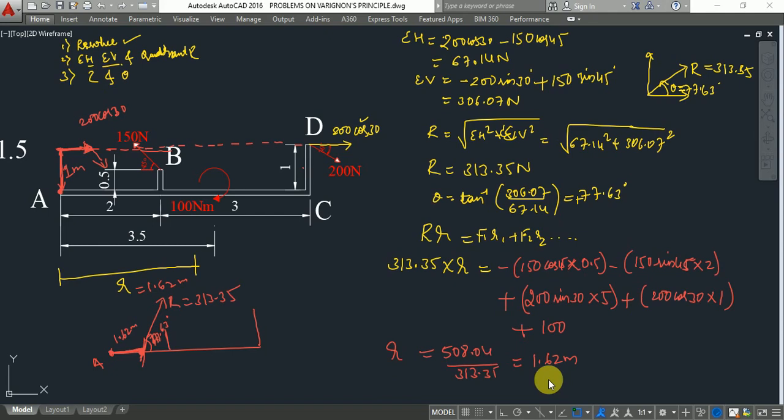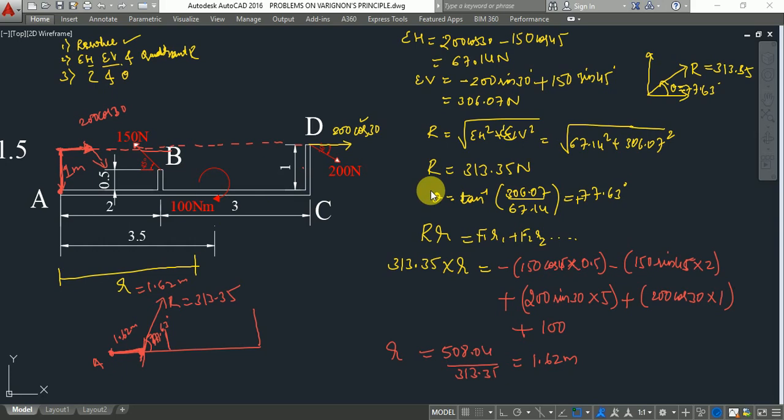So kindly remember these steps, whatever may be the shape of the diagram. And if any moment is given directly, if it is a clockwise moment, directly add it here. If it is an anti-clockwise moment, directly subtract it. This moment will come into the picture only when Varignon's principle is applied. Till then, this moment has no effect on the given body in finding the magnitude of resultant and its direction. So kindly remember these steps.